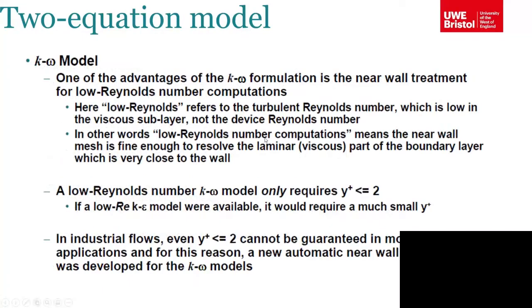So in the K omega model, it resolves the boundary layer better than the K epsilon model. So very low y plus values can be used here.